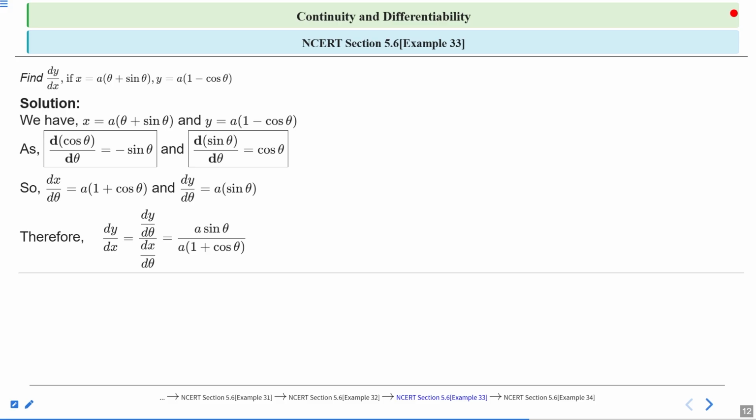Therefore, dy by dx will be equal to dy by d theta upon dx by d theta, which is equal to a times sine theta upon a times 1 plus cos theta. This is basically dy by dx.